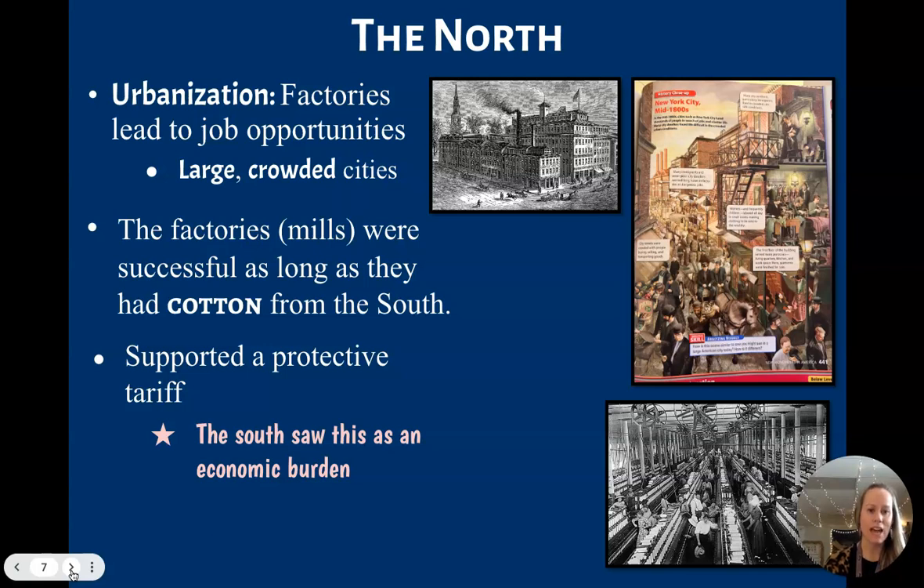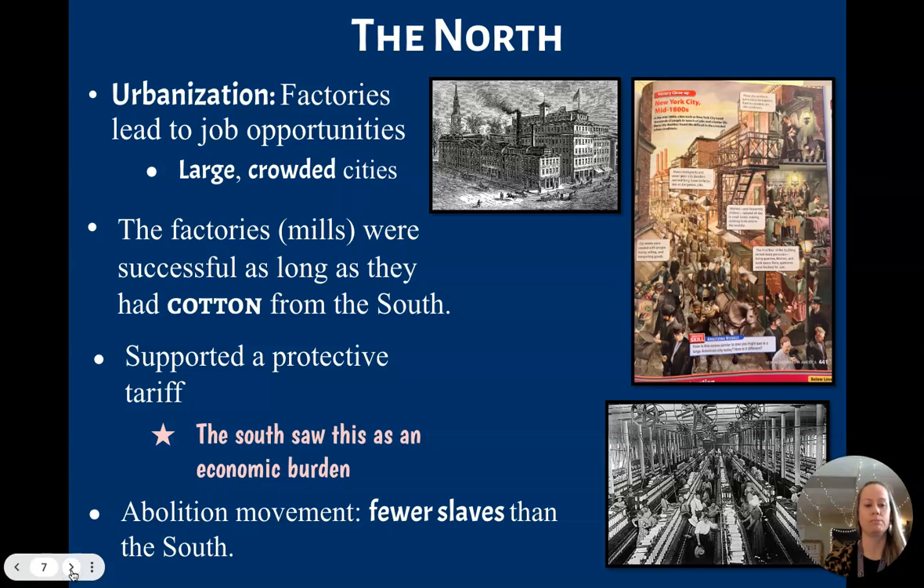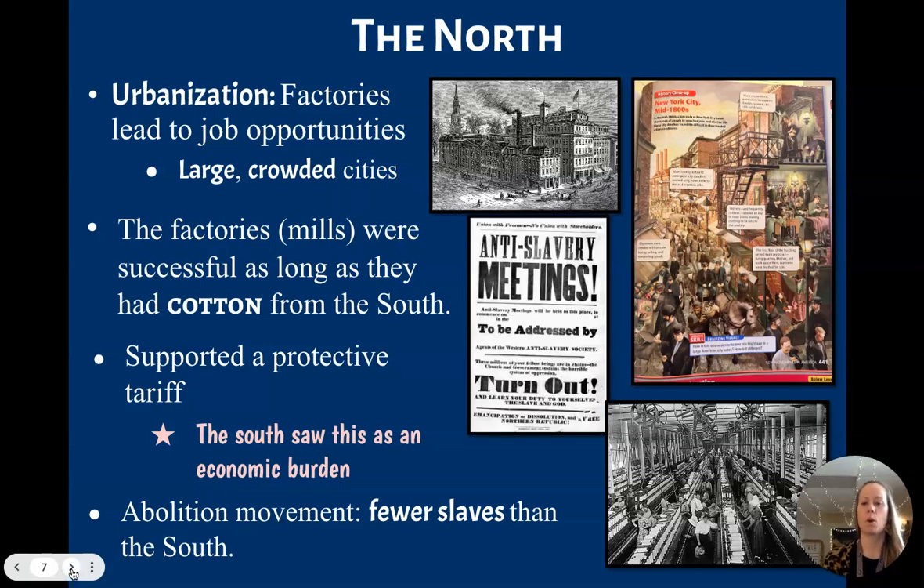The North wants that tariff, or what we call a protective tariff, same thing. So it forces the South to buy from them, making overseas goods more expensive, but the South saw this as unfair. They saw it as a burden. And then I just threw this in here so we remember the abolitionist movement. Since there are fewer slaveries, or really more freed African Americans in the North than in the South, the abolitionist movement is more prominent in the North.